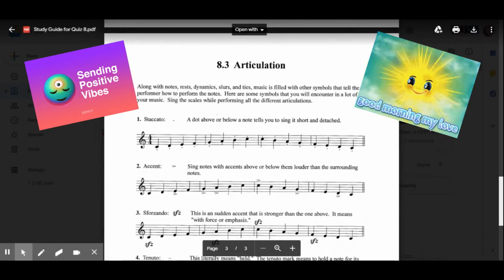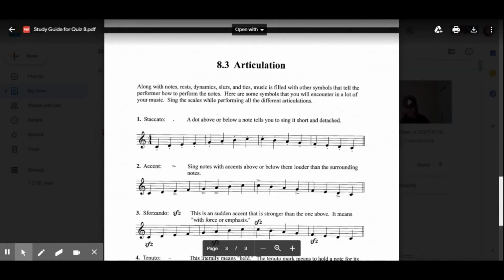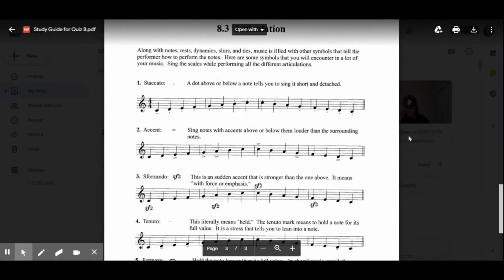Good morning. We're going to be talking about articulations. Along with notes, rests, dynamics, slurs, and ties, music is filled with many other symbols to tell a performer how to perform the notes. These are some symbols that you'll probably encounter in a lot of your music.